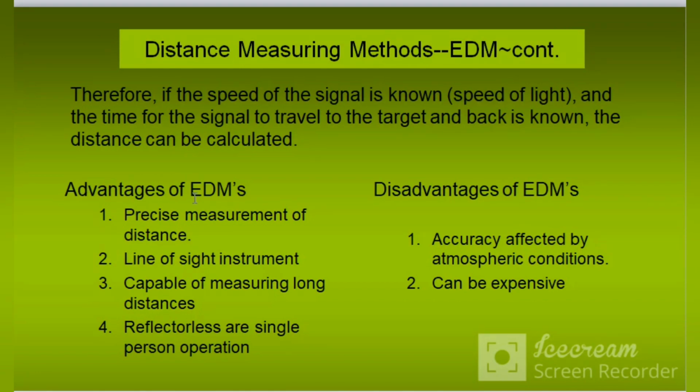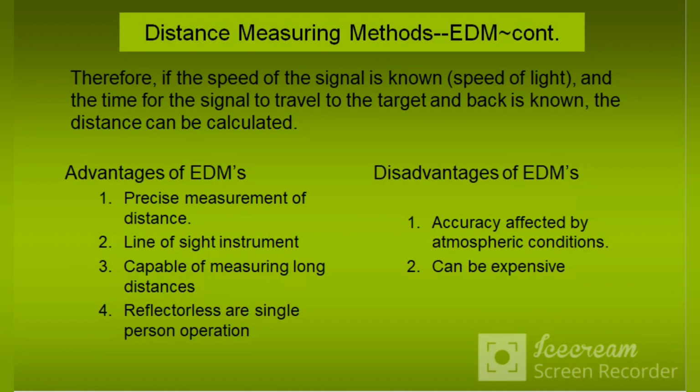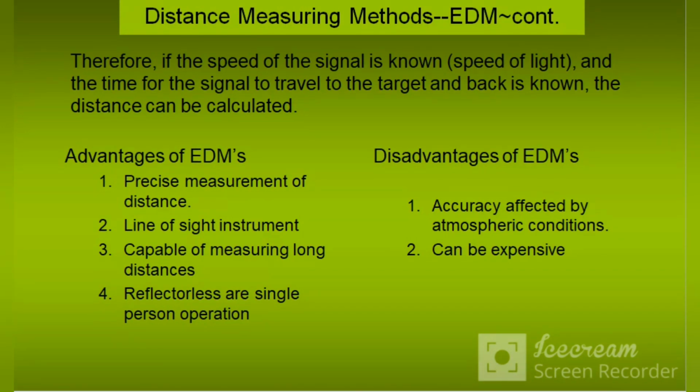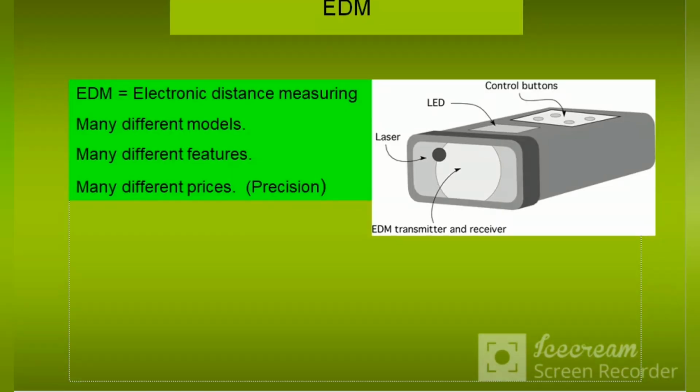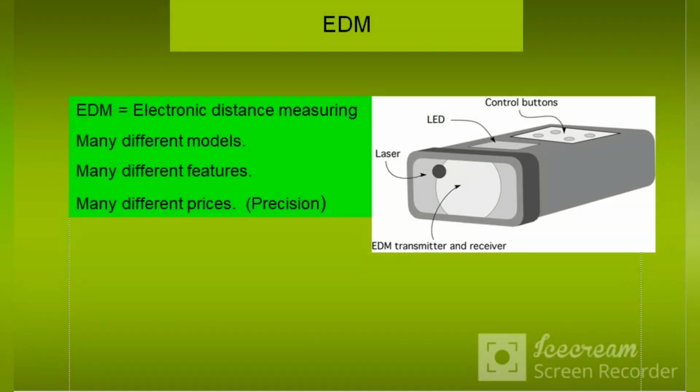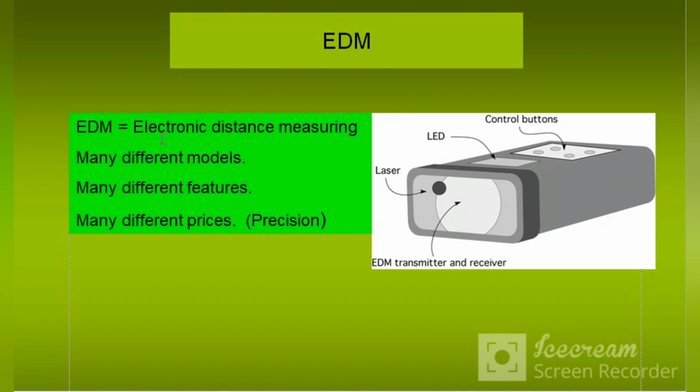So, what are its advantages? Advantages of EDMs: precise measurement of distance, line of sight instrument, capable of measuring long distance, reflectorless or single person operation. Disadvantages of EDMs: number one, accuracy affected by atmospheric conditions, and number two, can be expensive. EDM, electronic distance measuring, has many different models, many different features and many different prices.